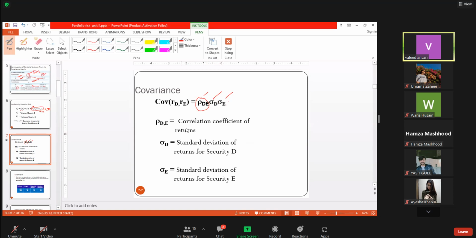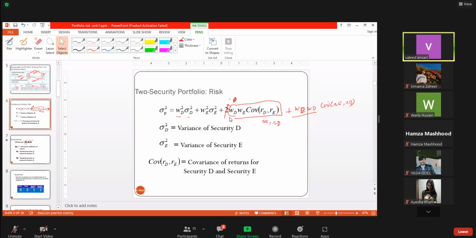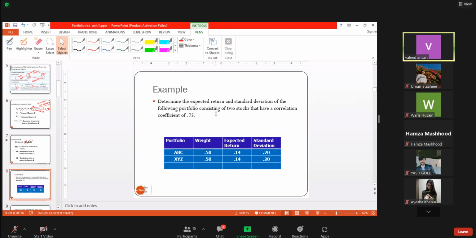Either you are given the covariance, or sometimes in this formula you may not be given the covariance. You may be given the correlation. That correlation is this much. So what we will do is write here the correlation, whatever it is given, multiplied by the standard deviations of D and E. We will multiply. So let us take an example to calculate this, and then we'll go further.